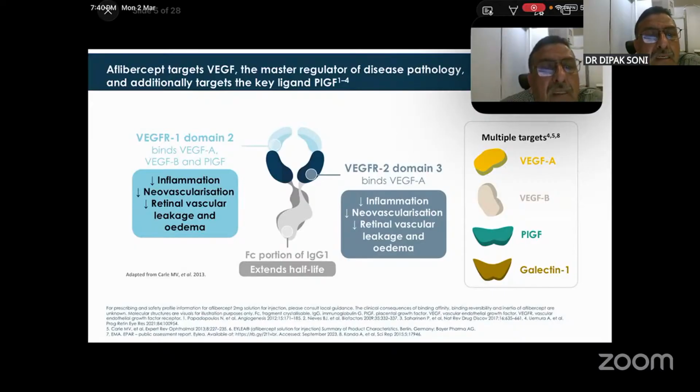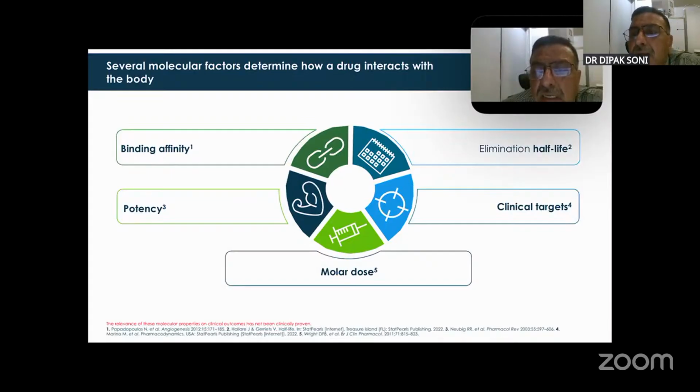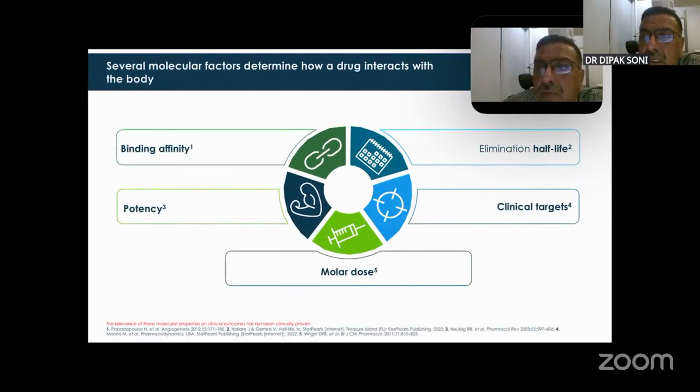intravitreally, and then it leads to a decrease in inflammation, a decrease in neovascularization, and a decrease in retinal vascular leakage and edema. It acts on VEGFR1, and the second action is on domain 3 of the VEGFR2 receptor. It binds VEGF-A and decreases inflammation, neovascularization, retinal vascular leakage, and edema. So basically, we are treating with vascular endothelial growth factor A and B only.